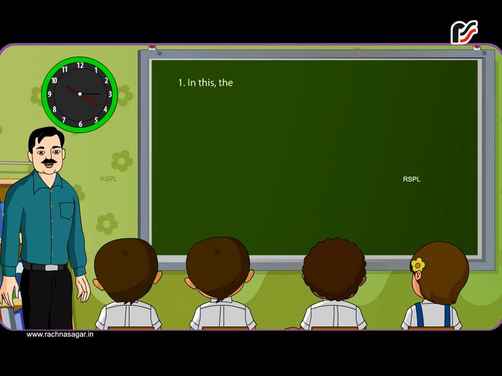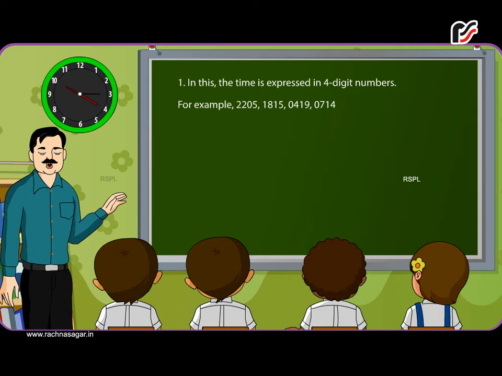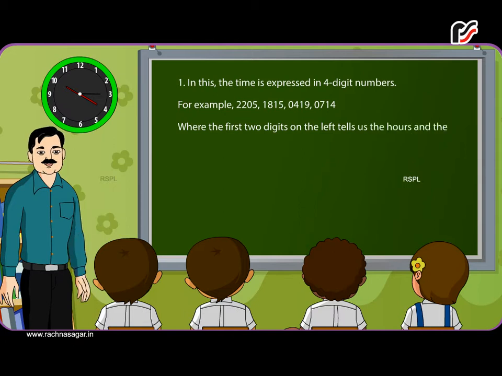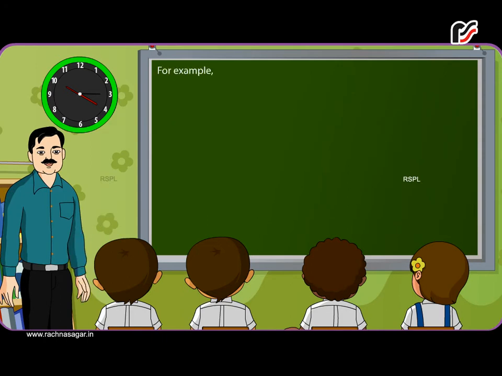1. In this, the time is expressed in 4-digit numbers. For example, 2205, 1815, 0419, 0714, where the first 2 digits on the left tell us the hours and the number formed by the next 2 digits tells us the minutes. For example, 2205 represents 22 hours 5 minutes.